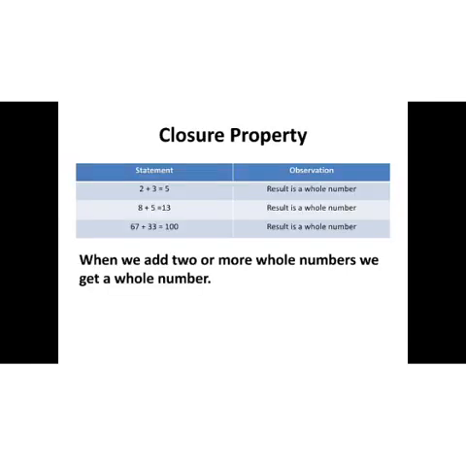Today, we will learn about the properties of whole numbers. The properties are closure property, commutative property, associative property, and distributive property of multiplication over addition and subtraction. We will begin with closure property.